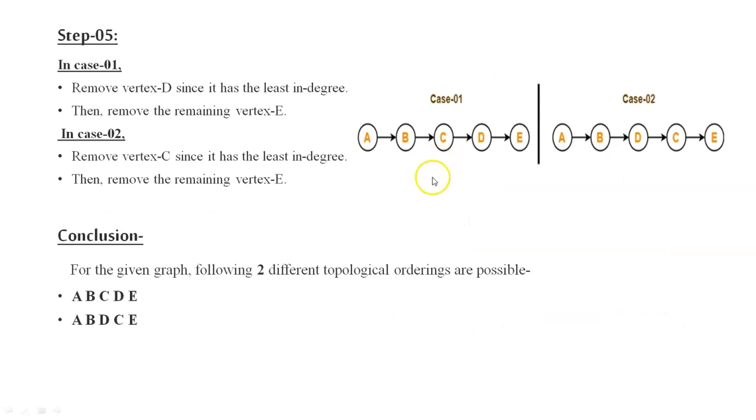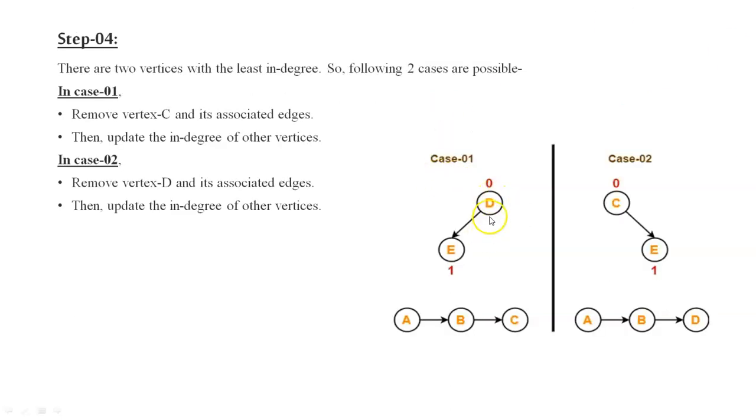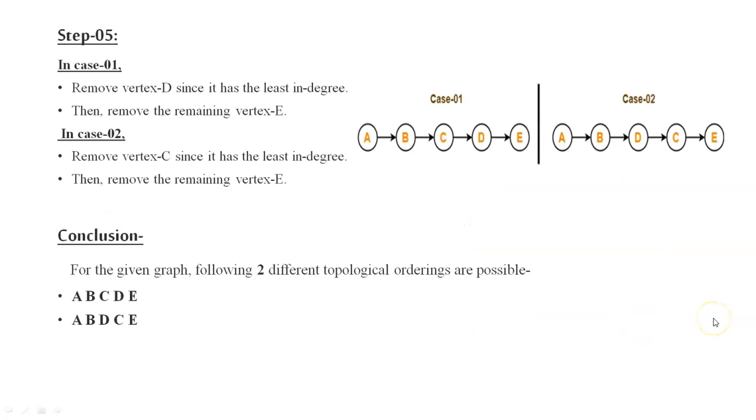In step 5, here you are going to check for the in degree. In case 1, D has 0, E has 1. So the next thing you will do is remove D. So here it will become A, B, C, D. If you are going with case 2, C has in degree 0 and E has 1. So in the next step you will do it as A, B, D, C. You can check with this slide.